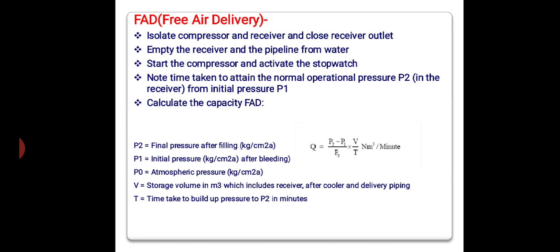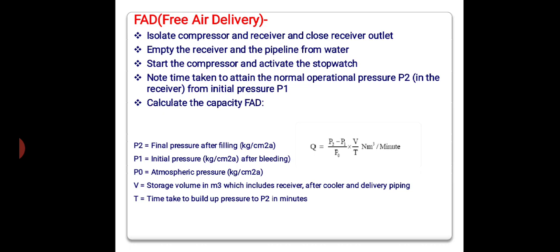Here, P2 is the final pressure after filling, in kg per centimeter square. P1 is the initial pressure, again in kg per centimeter square. P0 is the atmospheric pressure. V is the storage volume in meter cube, which includes the receiver, aftercooler and delivery piping, and T is the time taken to build up the pressure P2, in minutes. In this way we can calculate Q.